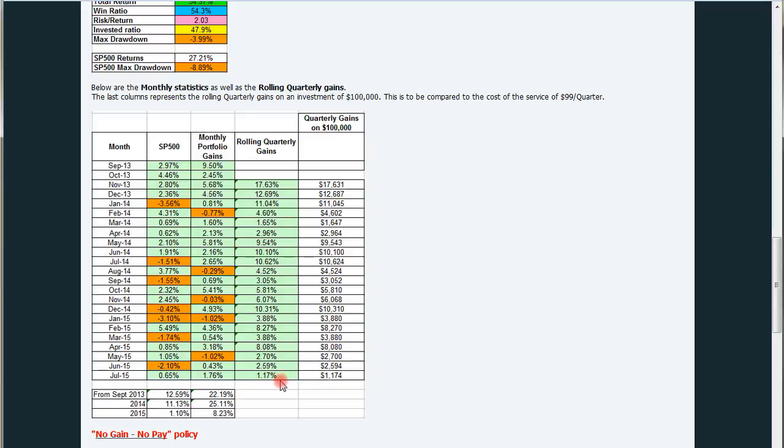Why do I show this? It is because if you subscribe to this service, you will subscribe for 3 months, and I can show you here that I have never had a negative 3 months period. Here of course it's only 1.17%, but it's still positive. If ever I have a negative 3 months period, I will give you another 1 month free until this turns positive.